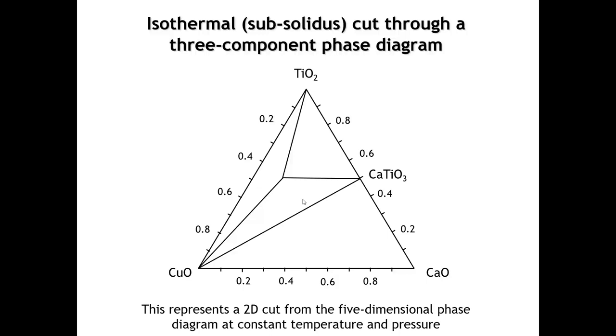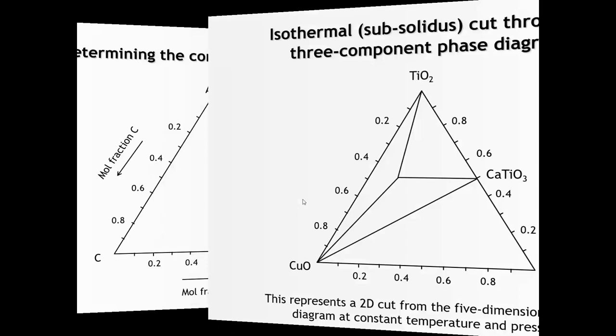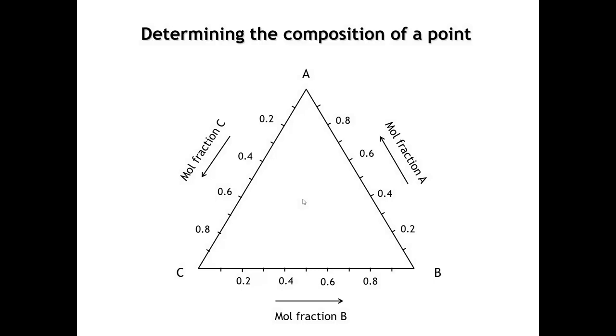If we were to take such an isothermal cut, we might get a ternary phase diagram that would look something like this. This is the phase diagram between titanium dioxide, calcium oxide, and copper II oxide. We have now an equilateral triangle. And the goal of today's lecture is to understand how to read and navigate such a phase diagram. For starters, we have to understand when we are given a certain composition, a certain mixture of A, B, and C, how to find that point on the phase diagram.